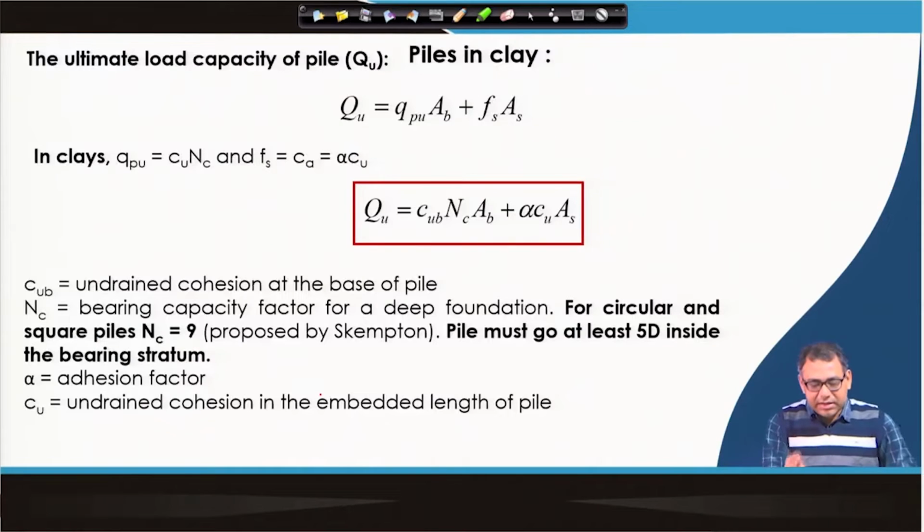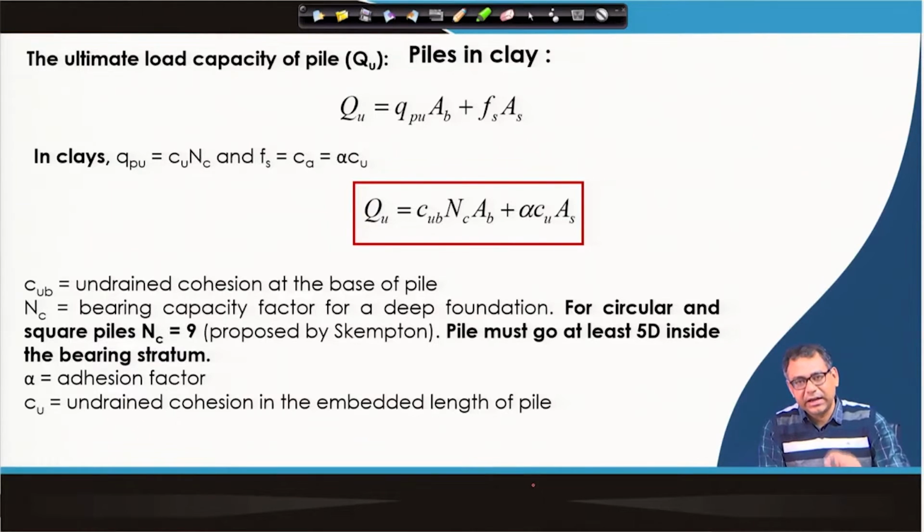Now, the next part is the ultimate load carrying capacity of pile in clay. Here also we have a tip resistance and a friction resistance. The tip resistance we will get from only c N_c and the base area of the pile, and the friction resistance is the adhesion factor times the undrained cohesion times the outside area of the pile. So, this expression is given here.